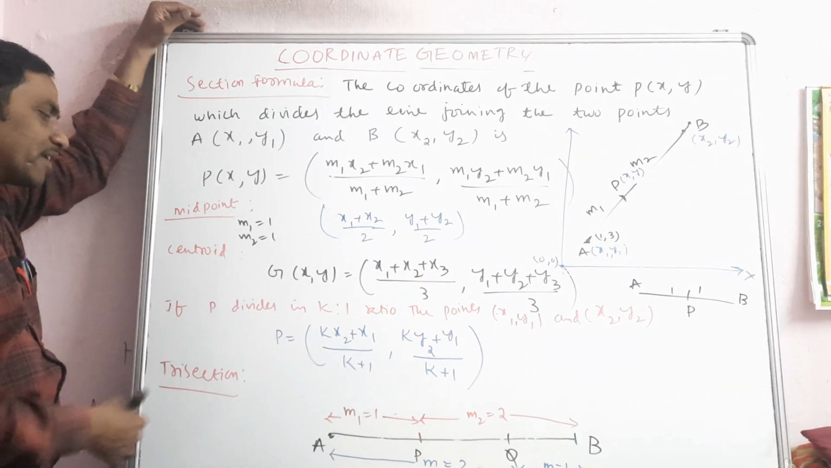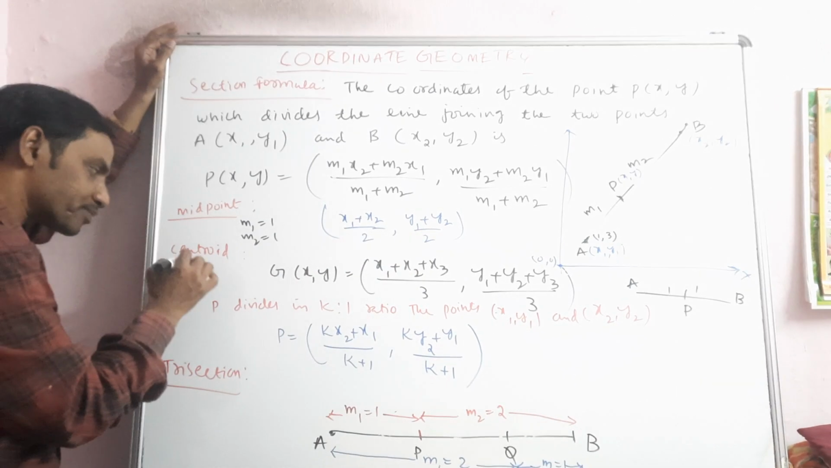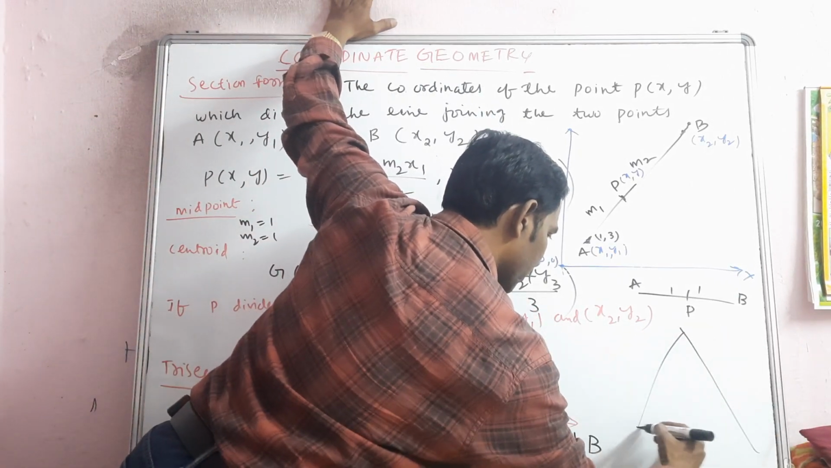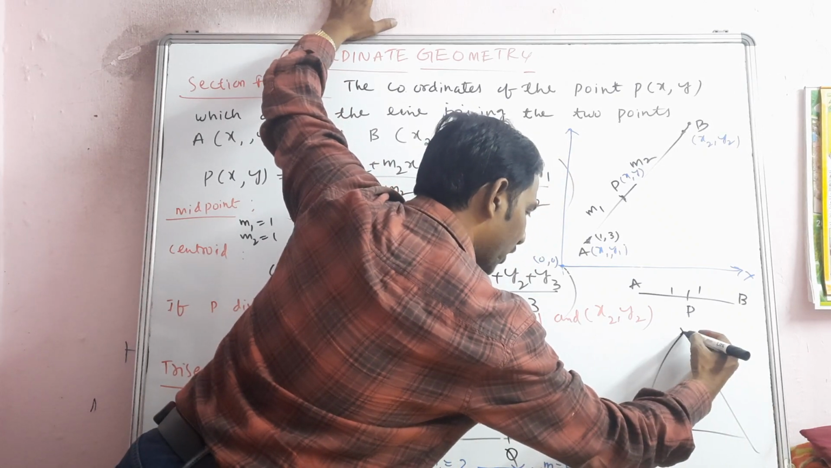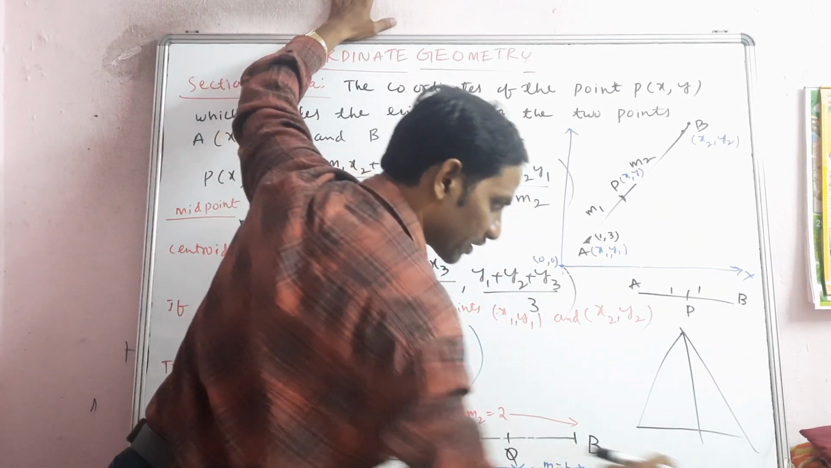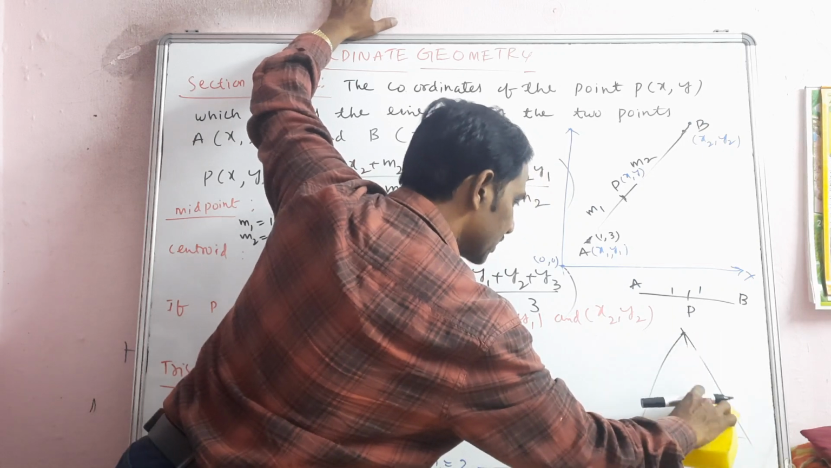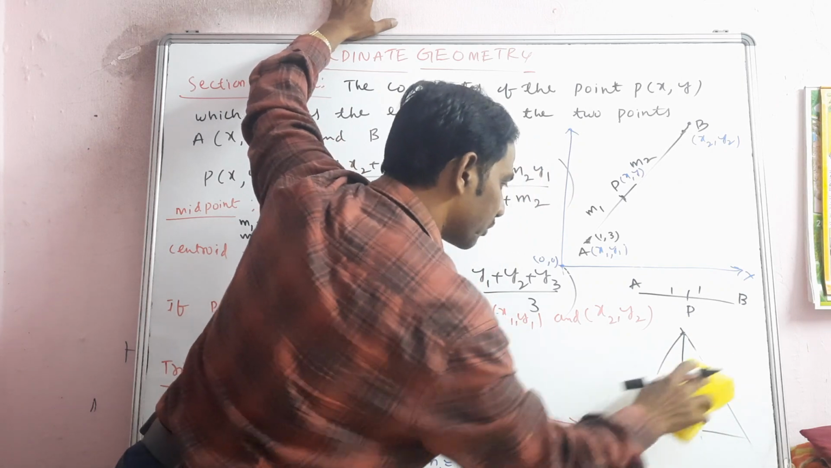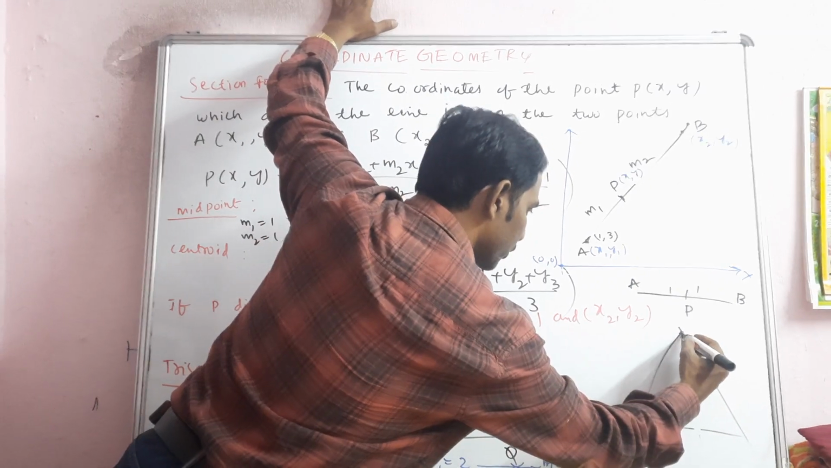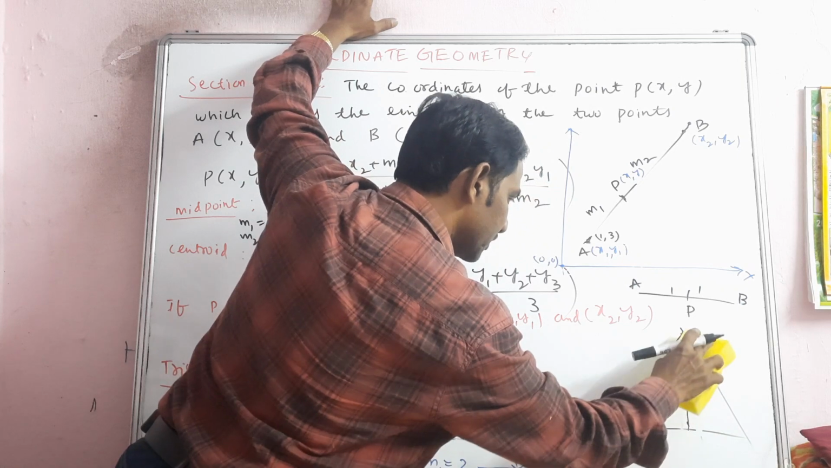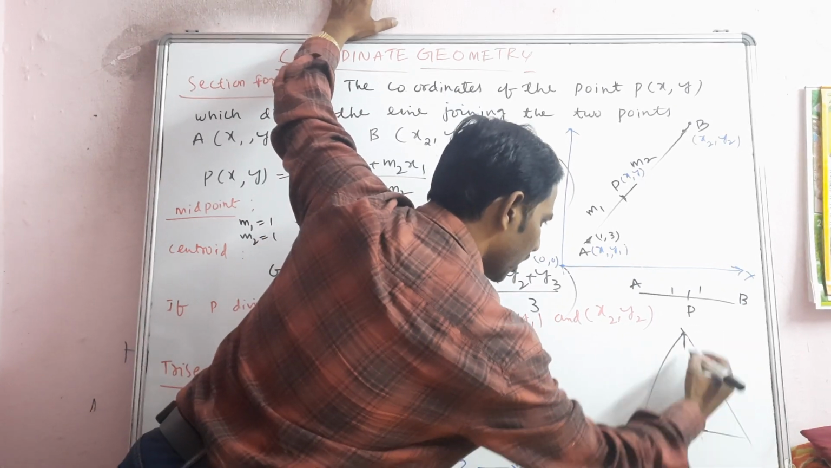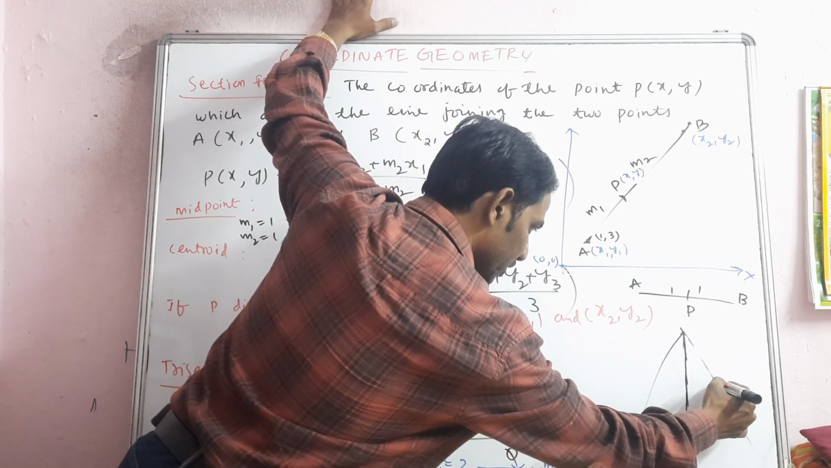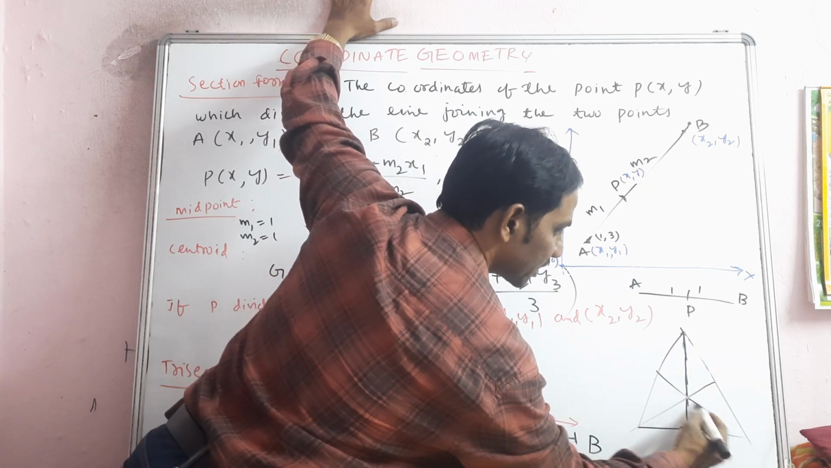Generally, what is the centroid? If you take a triangle, the centroid is the point of concurrence of the medians. A median means the line which bisects the opposite side. So now I am taking this line as a median. For this triangle, it will bisect the side like this, and here also you can take it as bisecting, and this also.